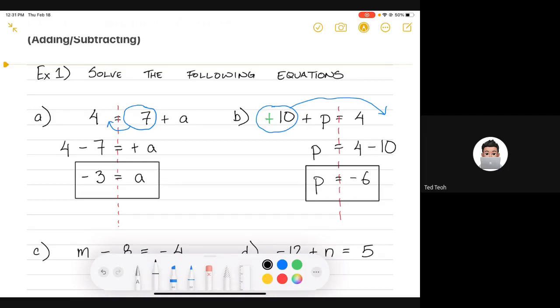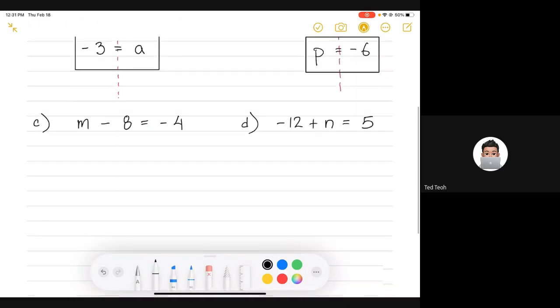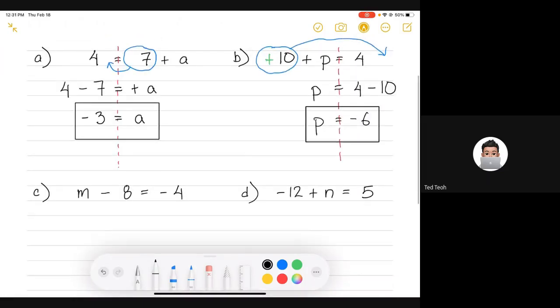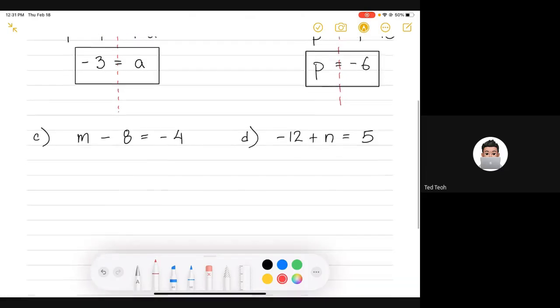Okay, let's try 2 more examples. You're going to notice that those 2 examples were adding. It was a plus 7 for A and a plus 10 for B. These 2 questions down here are going to be negative numbers. So again, draw my dotted line. I'm going to circle the number. In this case, it's minus 8. In math, negatives and minuses and subtraction all kind of mean the same thing. They're interchangeable. I'm going to bring this -8 to the right side.